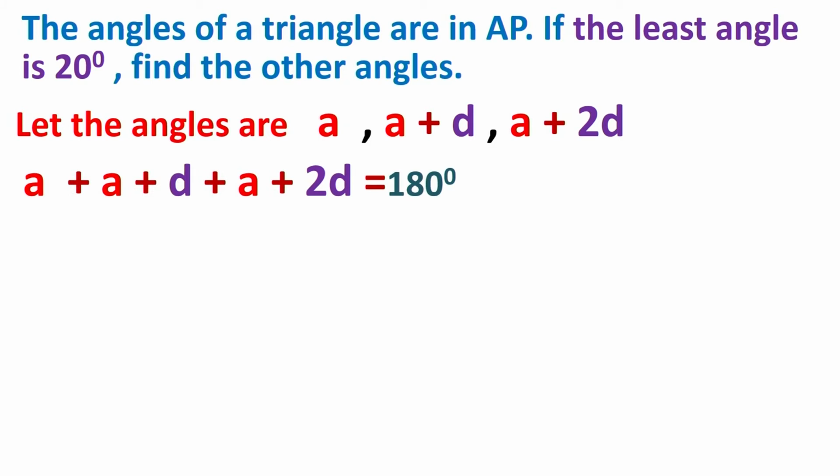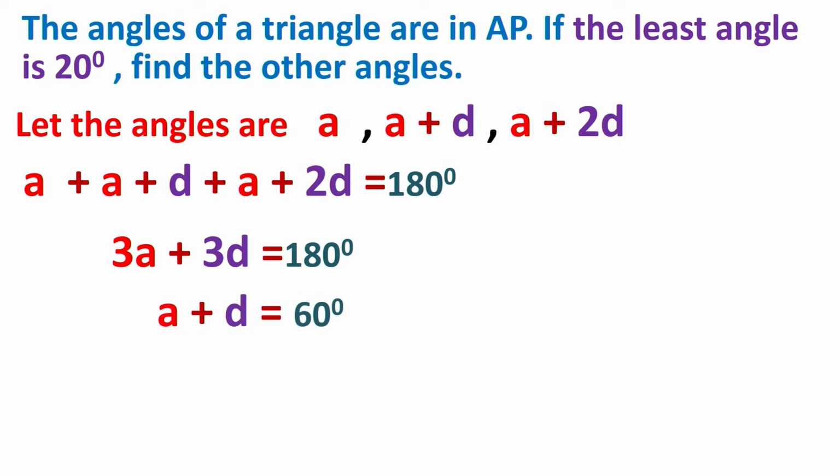You know the sum of the 3 angles is 180. Therefore, a plus a plus d plus a plus 2d is equal to 180. Sum of the 3 angles is 180. A plus a plus a is 3a, d plus 2d is 3d. So 3a plus 3d is equal to 180. Agreed, my dear children? I am dividing all of them by 3. 3 ones are 3, 3 ones are 3, 3 sixties are 180. So it is a plus d is equal to 60.